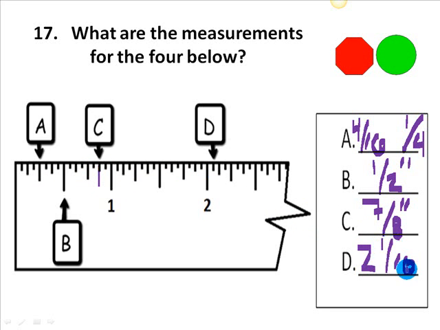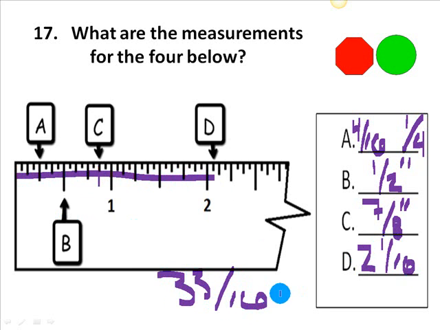There's another way of looking at this. If I were to count 1, 2, 3, 4, 5, 6, 7, 16, 1, 2, 3, 4, 5, 32, this would be 33/16. Well, 33/16 is the same thing as 2 and 1/16.